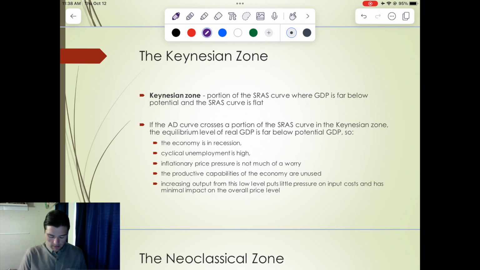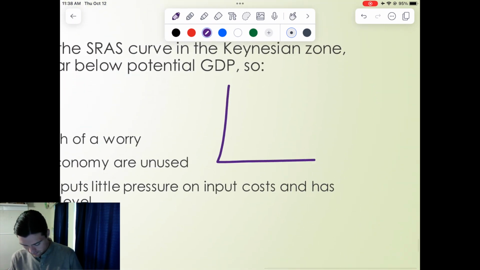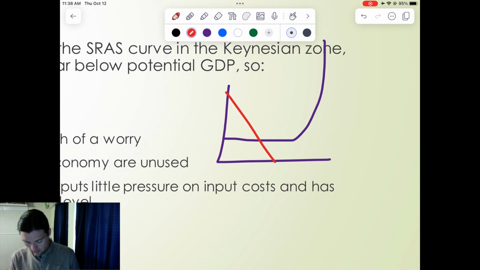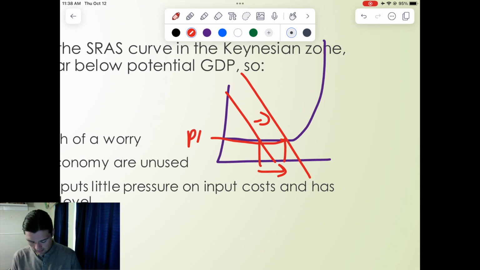So if the aggregate demand curve is in this portion here and the equilibrium of GDP is far below the potential GDP. So usually what's happening in this region, we have flat and then up. If you are here and you were to increase GDP, you can increase the output. You can make more stuff and prices stay the same.